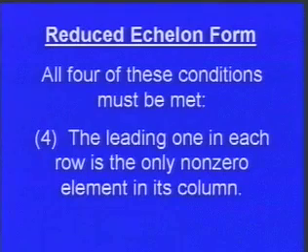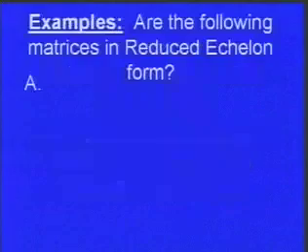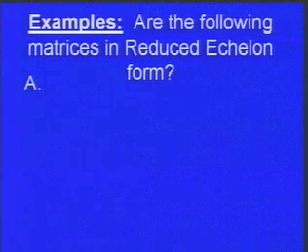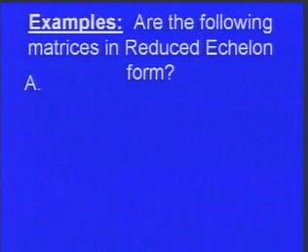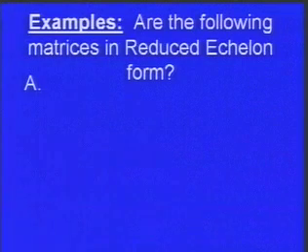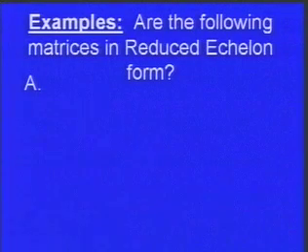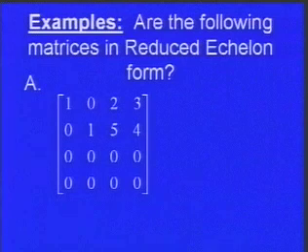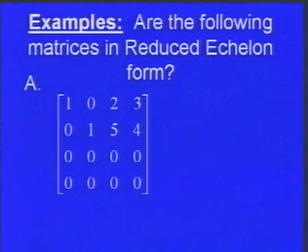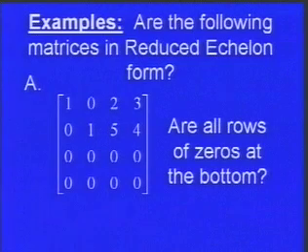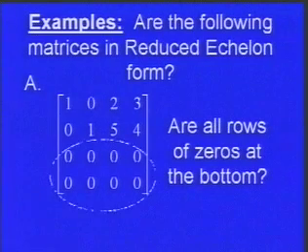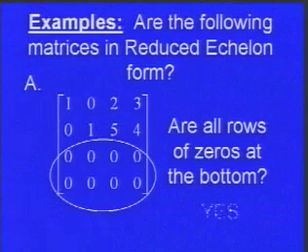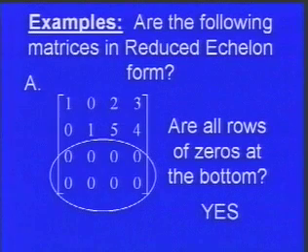Okay, let's see what each of these means. Are the following matrices in reduced echelon form? First we're just going to see how to recognize reduced echelon form. Later we'll see how to get reduced echelon form. All right, your first matrix. Is this reduced echelon form? Well, let's check. We have four conditions. Let's check all four. Are the rows of zeros at the bottom? Well, there they are, right at the bottom. Yes. So move to the next condition.